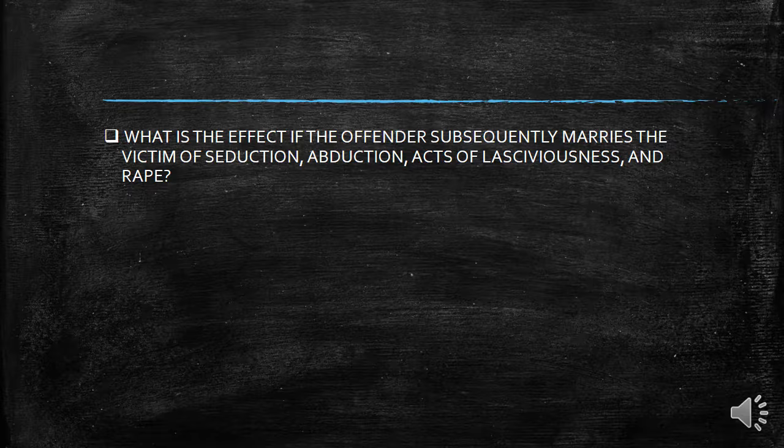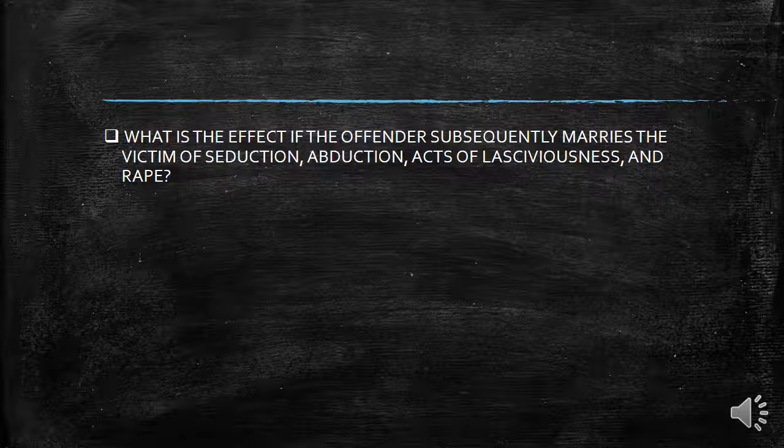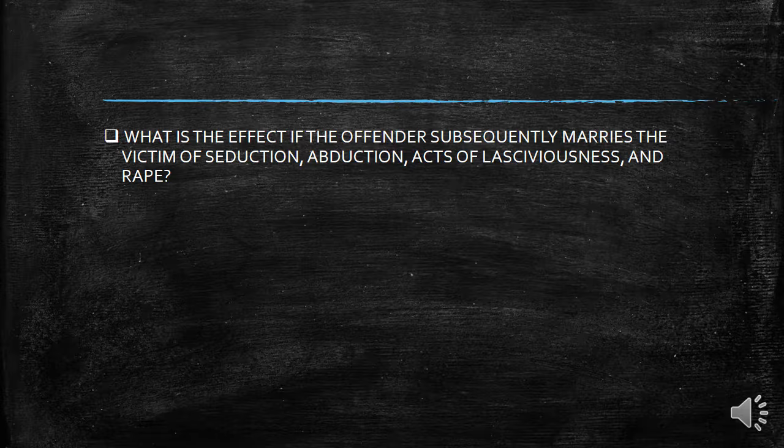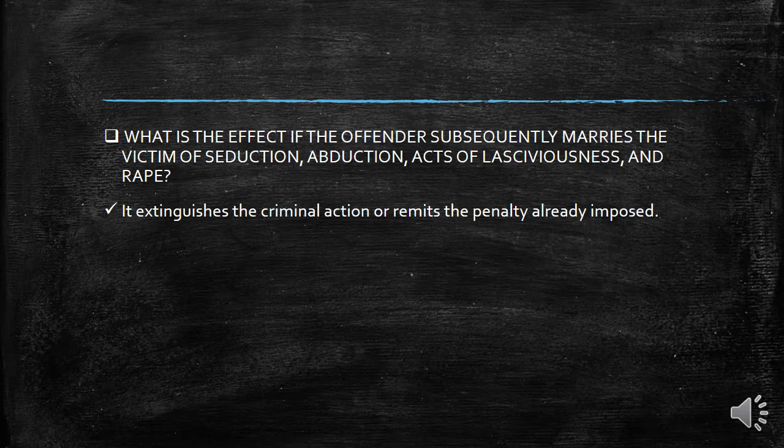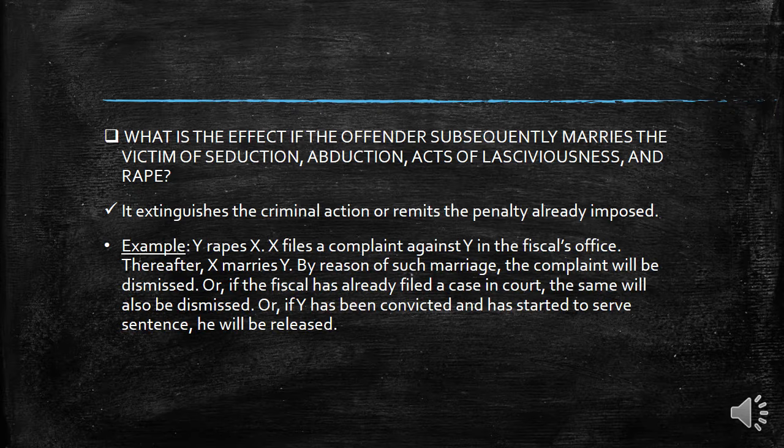What is the effect if the offender subsequently marries the victim of seduction, abduction, acts of lasciviousness, and rape? The effect is it extinguishes the criminal action or remits the penalty already imposed. For example, Y rapes X. X files a complaint against Y in the fiscal's office. Thereafter, X marries Y. By reason of such marriage, the complaint will be dismissed, or if the fiscal has already filed a case in court, the same will also be dismissed, or if Y has been convicted and has started to serve sentence, he will be released.